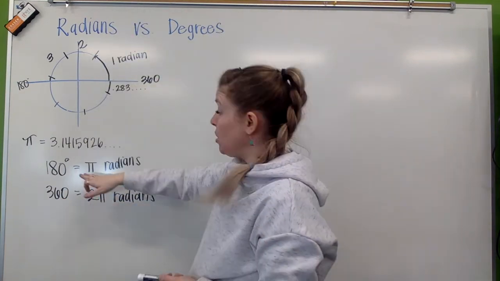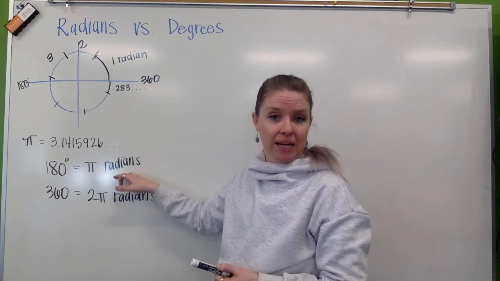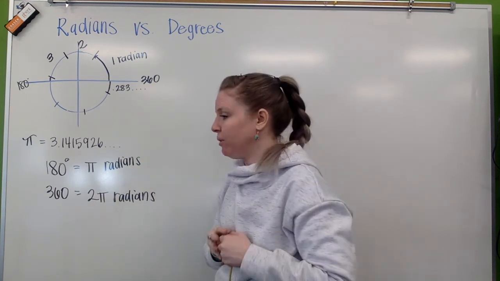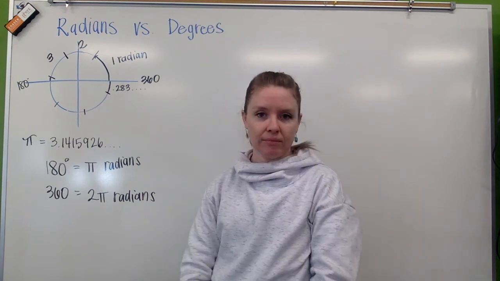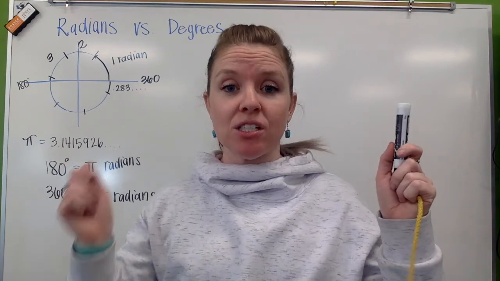Okay? But we now can see the relationship: 180 degrees equals pi radians, and 360 degrees equals 2 pi radians. Okay? We're going to now use this so we can convert from radians to degrees.